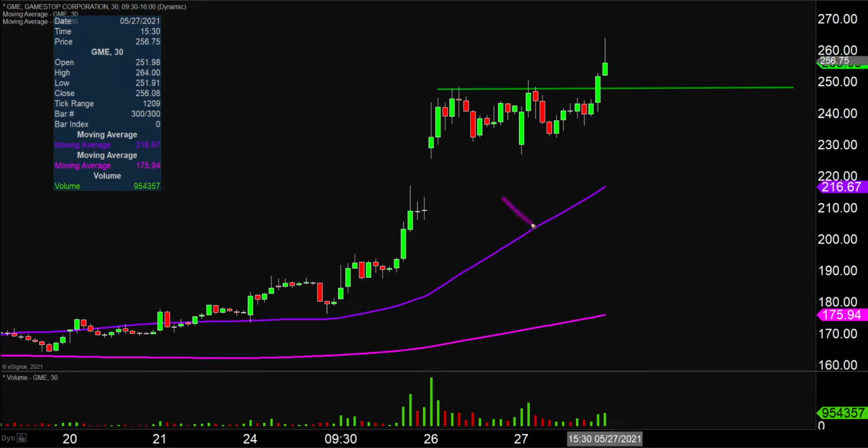Taking a step back and looking at things from the bigger picture point of view, that is where the purple line there comes into play, the 50-period simple moving average, keyword being moving. So as time goes by, this line is going to move itself higher and higher, which is very helpful because when it comes to gauging the health of the overall move, just watch that purple line.